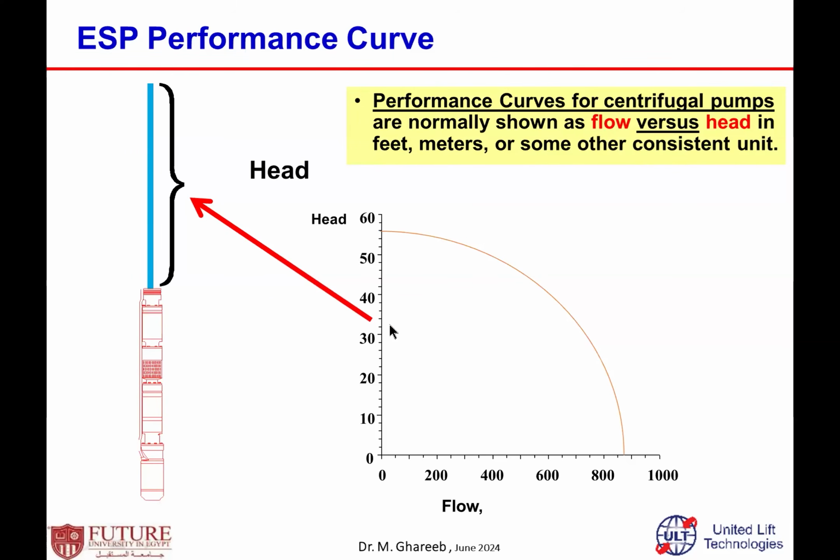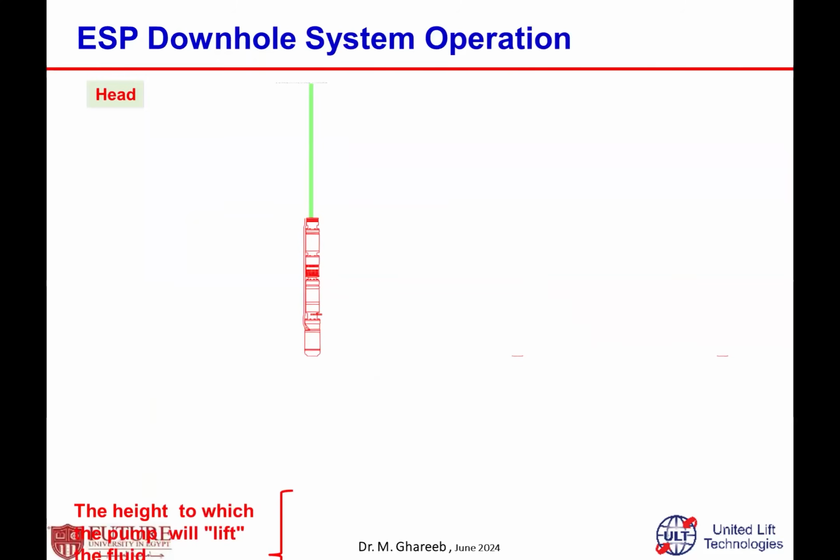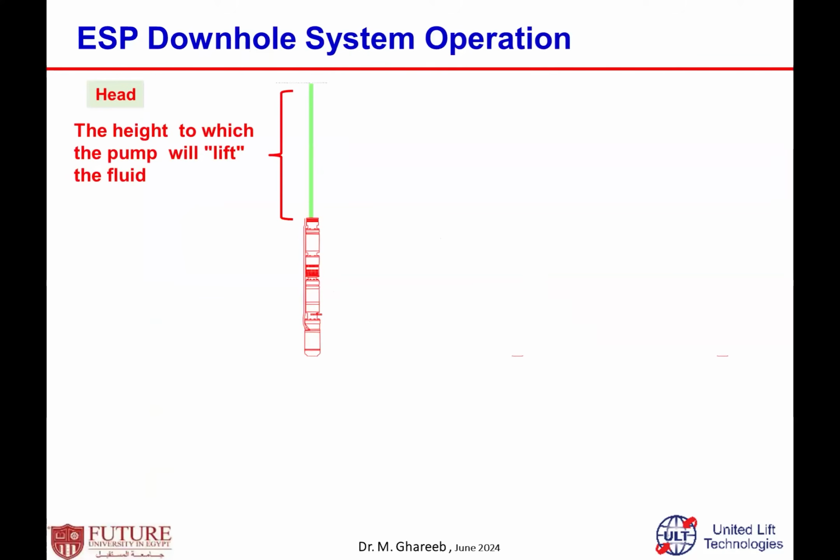This head means how much each stage lifts the fluid in the well. The head is a function of the fluid types and other parts we'll see later. The head for an ESP is the height to which the pump will lift fluids. This pump lifts fluid 10 feet, 20 feet, 1,000 feet, 2,000 feet, whatever. This is what we call head.